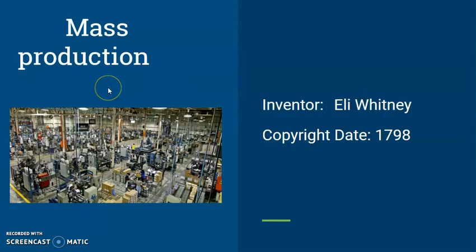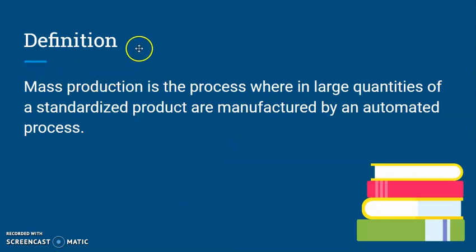Widely credited with the first initial design of mass production is the inventor Eli Whitney. Copyright date of about 1798 is when he invented the next item. The definition is essentially the process where, in large quantities, standardized products are manufactured by an automated process. This means that a large number of the same product are being manufactured essentially on an assembly line, one after another, trying to pump them out as fast as possible in as many units as possible.